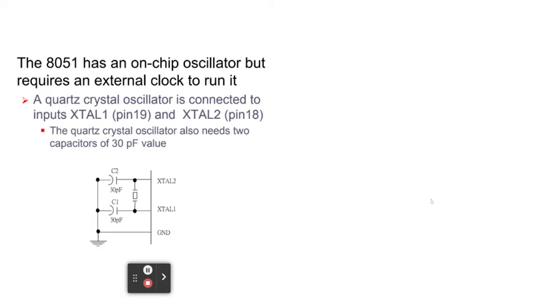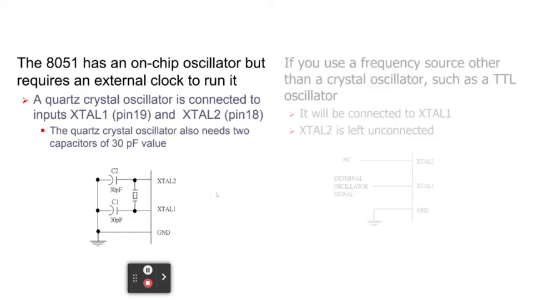Now, the 8051 has an on-chip oscillator but requires an external clock to run it. And as you can see here, Xtal2 and Xtal1 have a quartz crystal oscillator. And we also need two capacitors here, 30 picofarad, connected in series. The series of the two capacitors is parallel to the crystal oscillator, and then all of them are connected to the ground. This is one way to connect Xtal2 and Xtal1 using a quartz crystal oscillator.